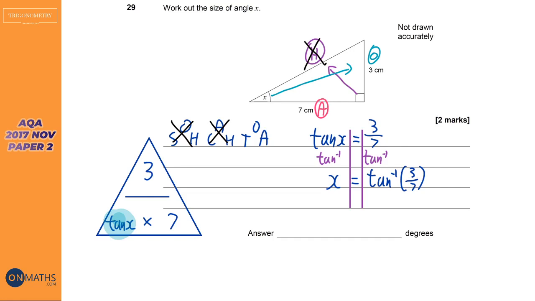3 over 7, or 3 divided by 7, close bracket, and always make sure you close the bracket if you remember, and we get x equals 23.1985 and so on, and we'll round it to 3 significant figures, so 23.2 to 3 significant figures. And always show what you've rounded it to in your working out, and then write the answer.